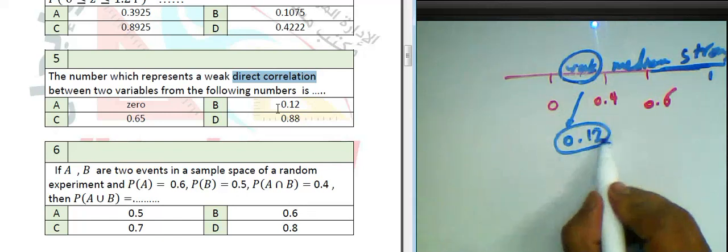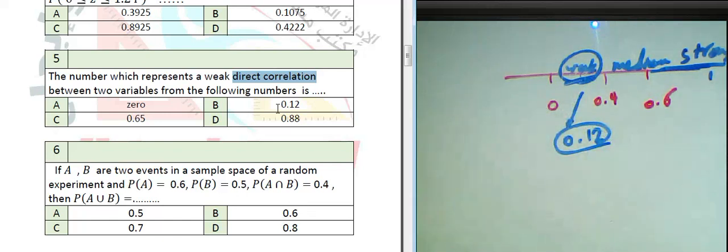0.12. It's a weak direct correlation. We must choose letter B about this example. Weak direct correlation will be 0.12.